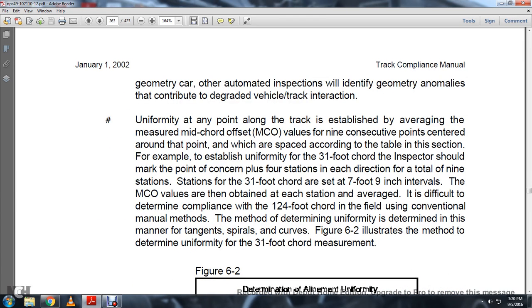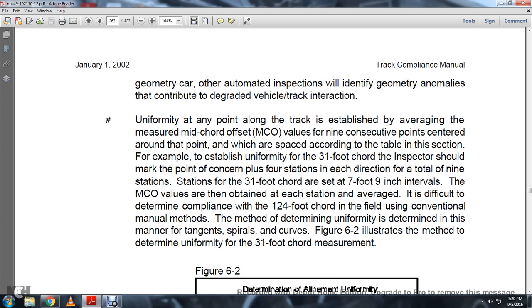Uniformity at any point of the length of the track is established by averaging the mid-chord offset values of the 9 consecutive points centered around the point, which are spaced according to the table of this section. For example, to establish the uniformity of a 31-foot chord, the inspector should mark the point of the chord concerned with the 4 stations in each direction, with a total of 9 stations. Stations for the 31-foot chord are set at 7 foot 9 inch intervals. Their mid-chord offset values are obtained at each station, averaged with the difficulty determined with lines with a 124-foot chord in the field using conventional manual methods.